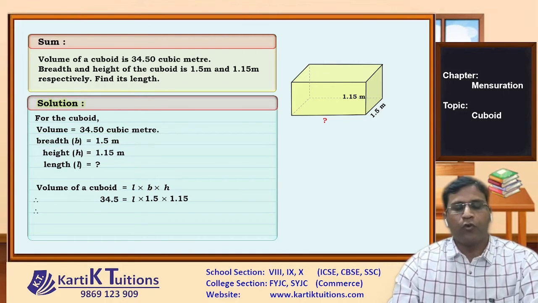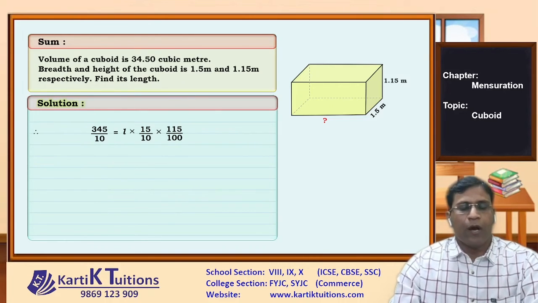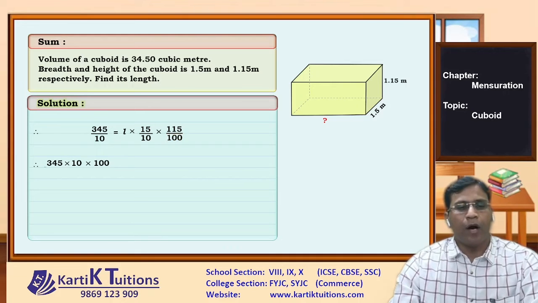Now here you need to use your presence of mind. This can be written as 345 upon 10 is equals to L into 1.5 can be written as 15 upon 10 and 1.15 can be written as 115 upon 100. So now L tikde baki sagda ikde. So basically we get 345 into 10 into 100 upon 10 into 15 into 115. That will give us length L.